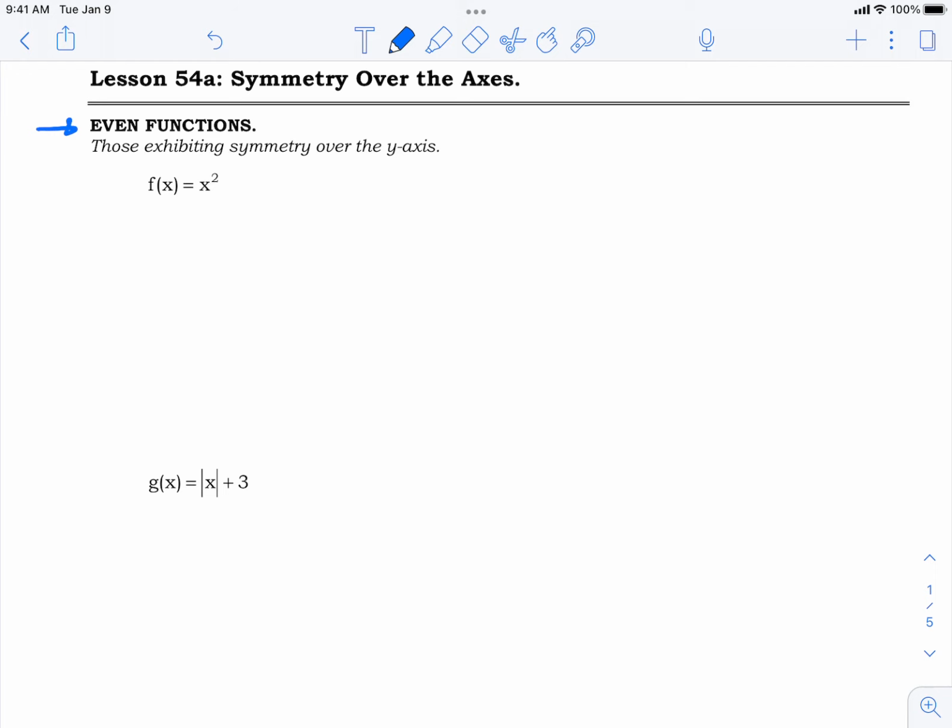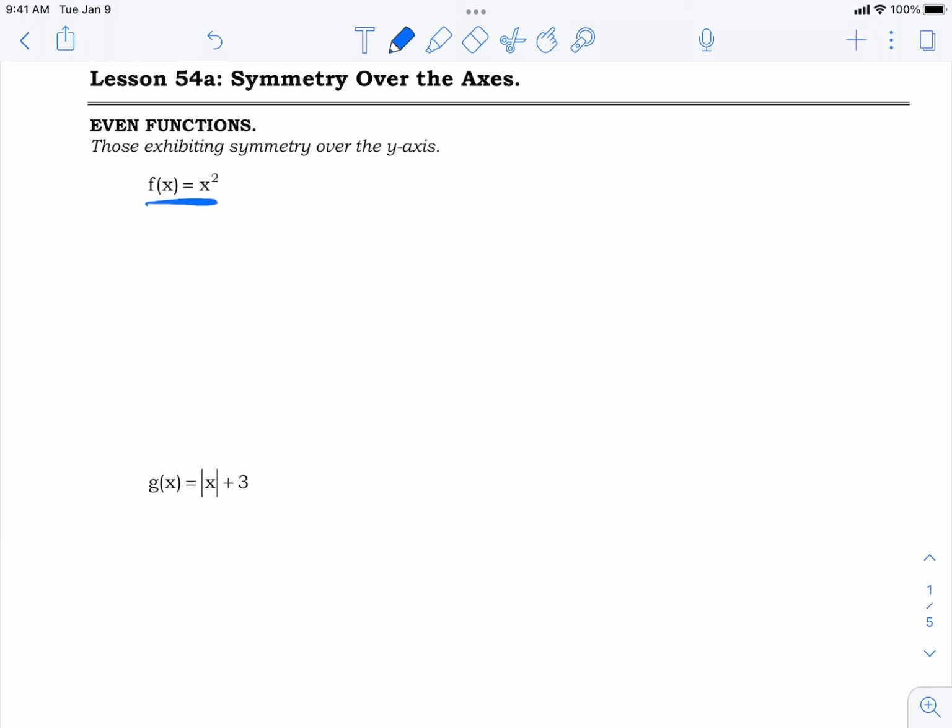What's an even function? An even function will have symmetry over the y-axis. So here's the y-axis. What it means is that if you have a point here, there's going to be a mirror image across the y-axis. It's like the y-axis is a mirror. That's what it means to have even symmetry. Everything's reflected across the y-axis.